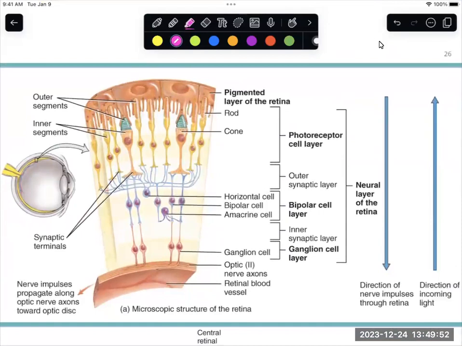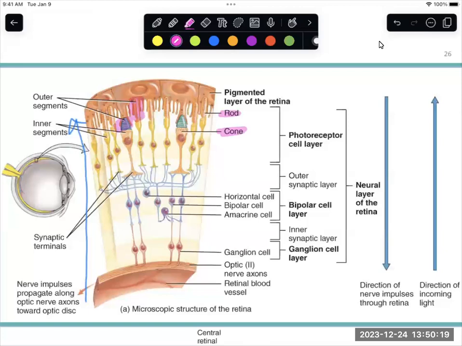So light is traveling this way. That is where these cones or rods are going to pick up whatever has just been projected onto that eye.